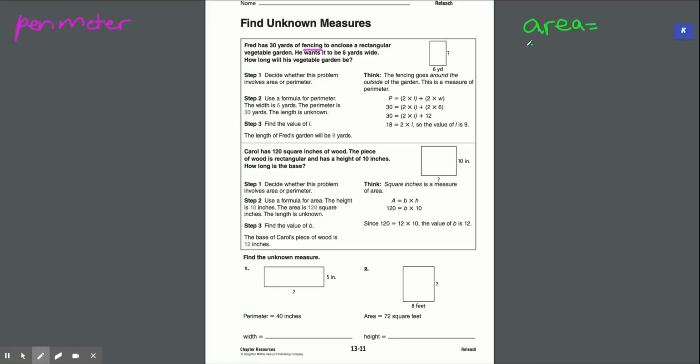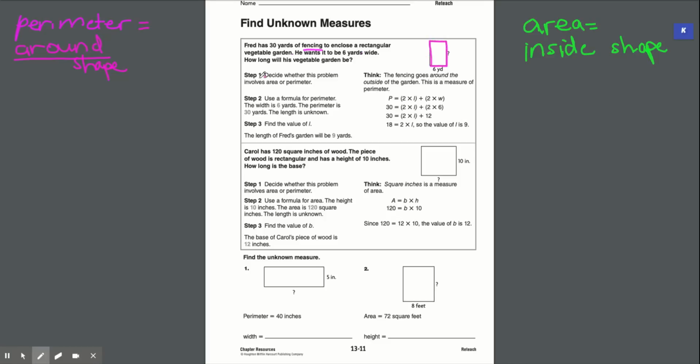So the area, as you are probably saying to yourself in your head, is the measurement inside of a shape. But perimeter is different because it is the measurement around a shape. All right. Perimeter is the measurement around a shape. So one of the clues that lets you know that it's around a shape is a word like fencing, because you know a fence goes around a yard, right?